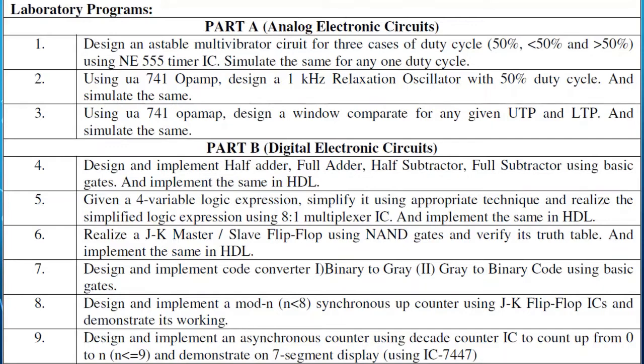The fifth experiment is all about an asynchronous up counter. Here we need to rig up a counter which will be counting from 0 to 7, that is mod 8, and you need to demonstrate its working. The sixth experiment is about an asynchronous counter called a decade counter, which counts from 0 to 9. You need to rig up the circuits individually, and whatever counts are displayed by the counter have to be shown on the 7-segment display provided to you.